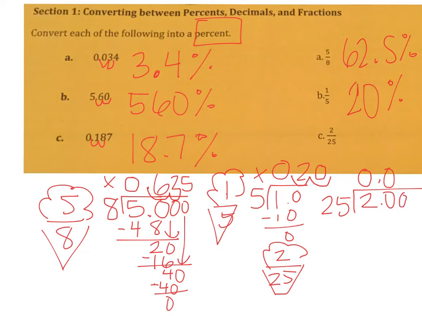Add another 0. 25 goes into 200, and let's think about it being $2. I know that 4 quarters goes into $1, so if I have another 4 quarters, that would be $2, and that would be altogether 8. So I know that 8 times 25 will give me 200. Subtracting at 0. I'm going to move the decimal place 2 times to the right, so I have 8%.